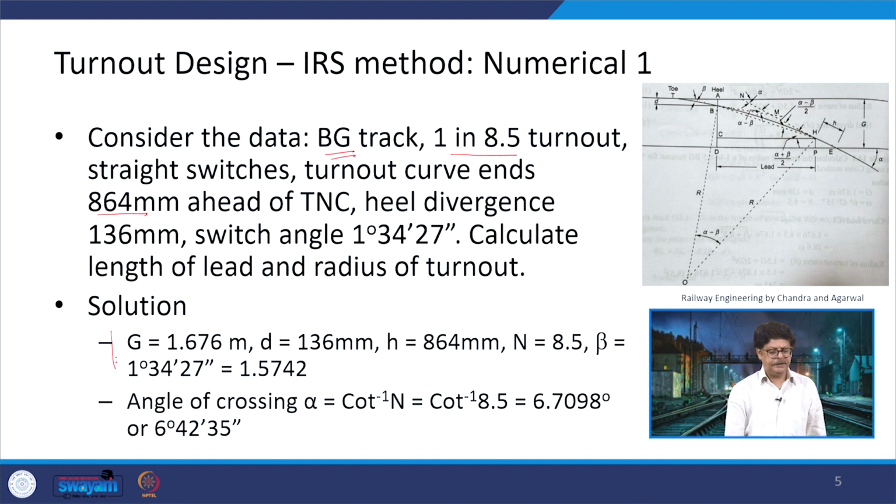So, given the data, because we have been given N, what we require is alpha. So, we are calculating alpha by the right angle triangle method, that is N is equal to cot alpha. What we get is alpha as 6°42'35".